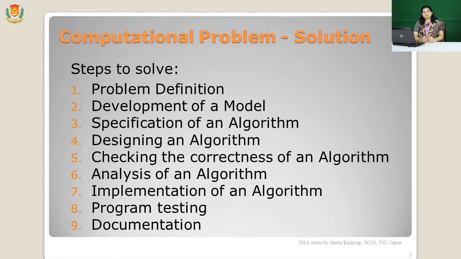And finally is documentation. That is a part of computational problem solution. So why is documentation required? Because once we write a program, it should be clear to the user, whoever is going to use this program, how the program has to be used, what kind of input is expected, how the program will be processing the input, and what is the expected output. So the user of the program should be aware of how the program will be processing the data.